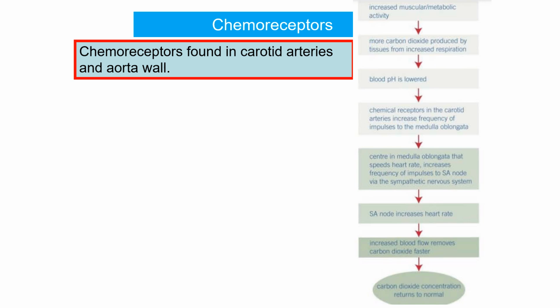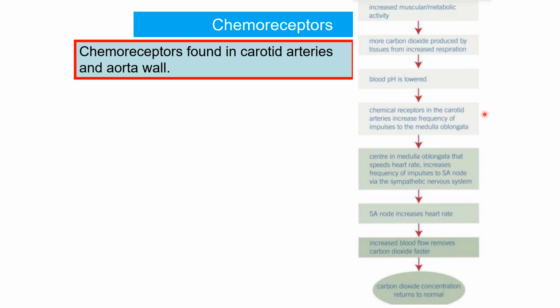Chemoreceptors are used to detect changes in carbon dioxide. So if you have high carbon dioxide, you're going to want to increase your heart rate. So again, the cardioacceleratory center needs to be activated. So if you do exercise, you have an increase in muscle activity, which obviously does more respiration. So you produce carbon dioxide. Carbon dioxide lowers the pH of the blood because it dissolves in the liquid to form carbonic acid.